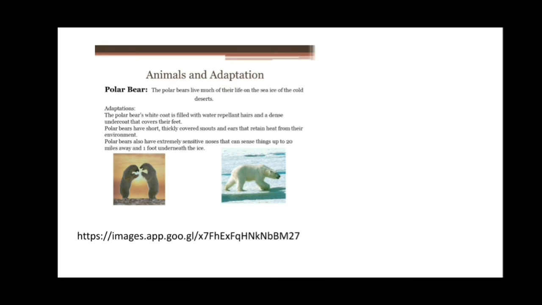Here the animal adaptations. The polar bears live much of their life on the sea ice of the cold desert. The polar bear's white coat is filled with water repellent hairs and a dense undercoat that covers their feet. The polar bear has a short, thick-covered snout and ears that retain heat. Polar bears also have extremely sensitive noses that can sense up to 20 miles away, and one foot underneath the ice. Again, polar bears and yaks are the animals that live in cold areas.